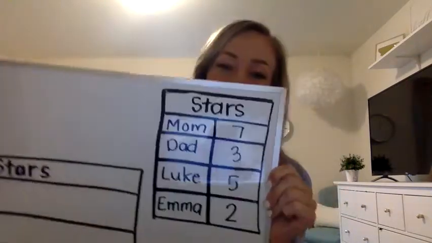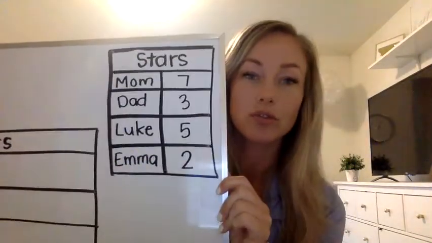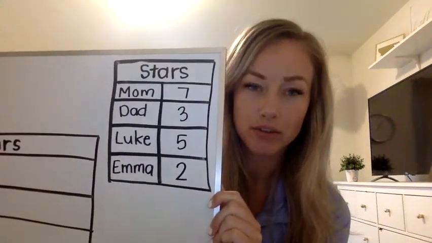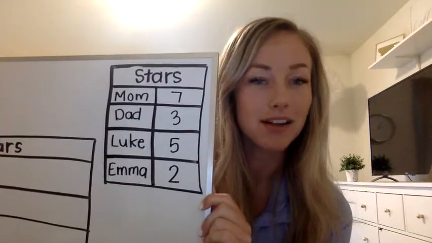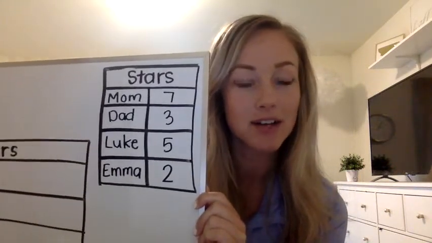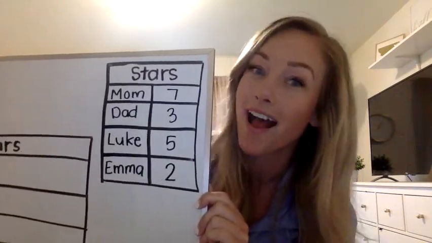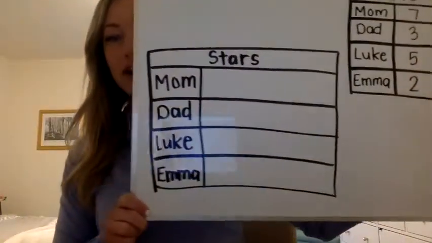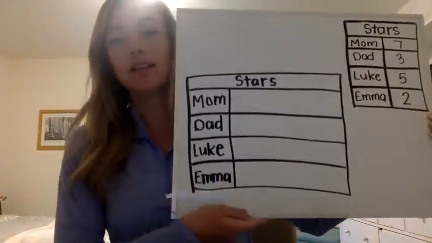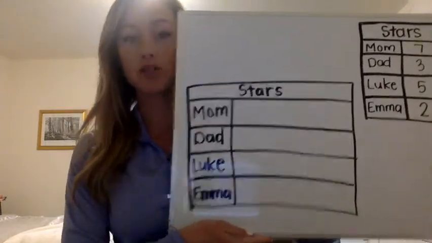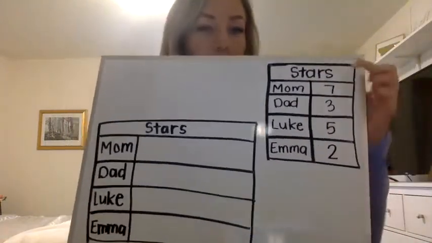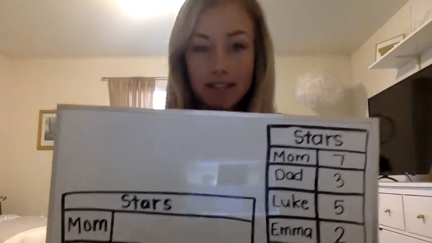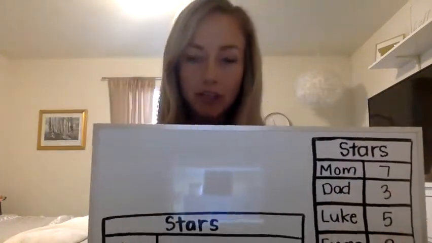So we can take this table and turn it into any kind of graph that we want. Right now we're going to turn it into a pictograph. The reason they call it a pictograph is because the graph is made out of pictures, okay? So I've got my graph ready, but it doesn't have its pictures yet. Just like how the table started with a title, anytime you make a graph, it has to have a title, okay? So that people know what your graph is about.